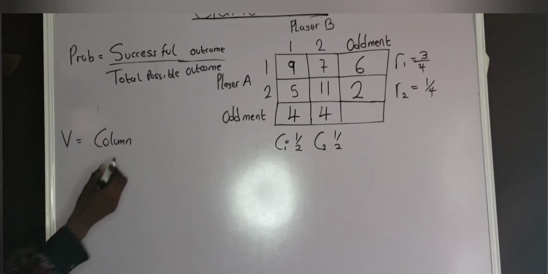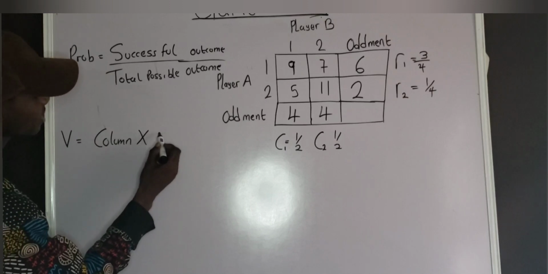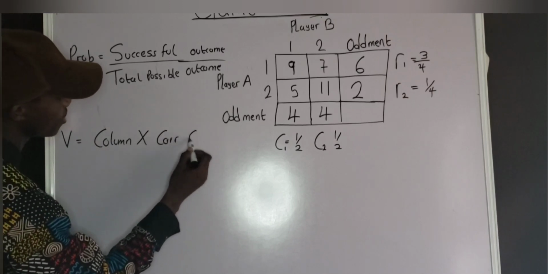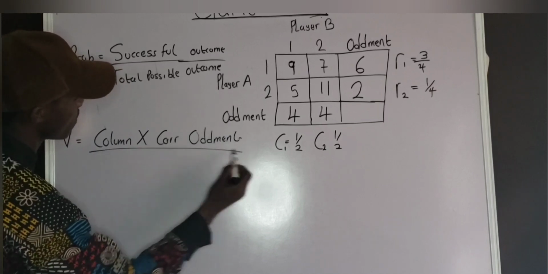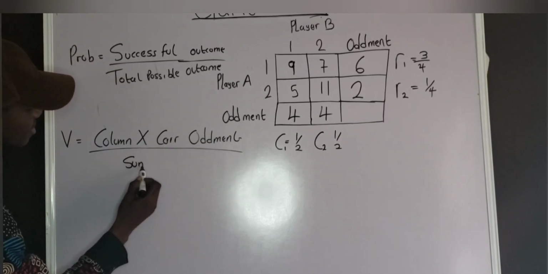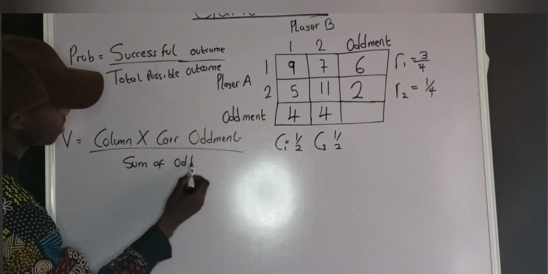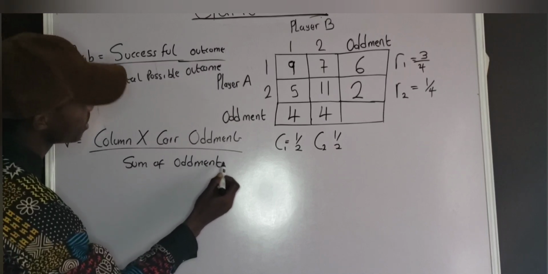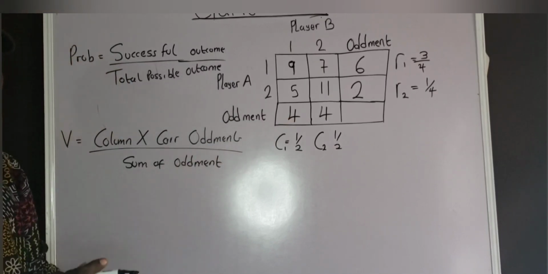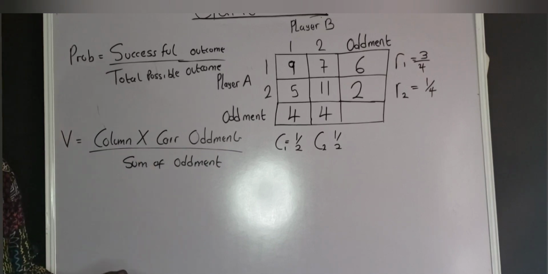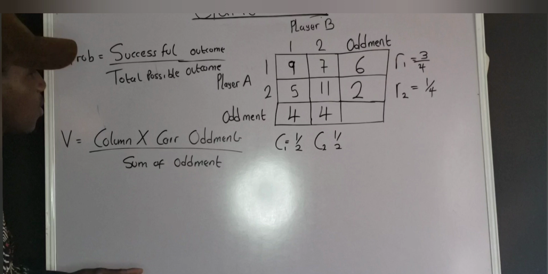That is, if you are using column, multiply by the corresponding oddment, all over the sum of oddments. You see, when you get to this point, you can make use of column or row to determine the value of your game. Do you understand? I'm going to show you, okay? But let's start with the column first.